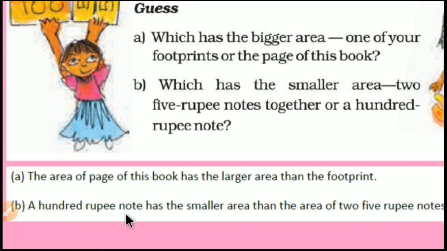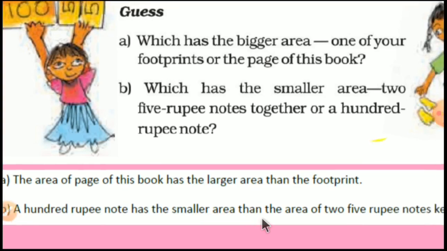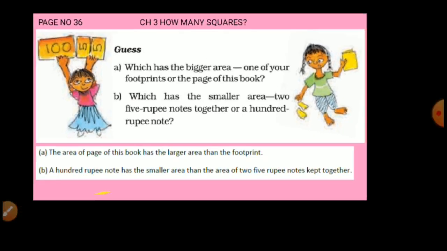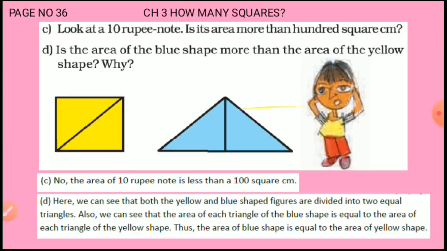A 100 rupee note has the smaller area than the area of 2 5 rupee note kept together. This is the answer. आप समझ गए होंगे. Let's go further. This is on the page number 36. Guess. Now C is there.